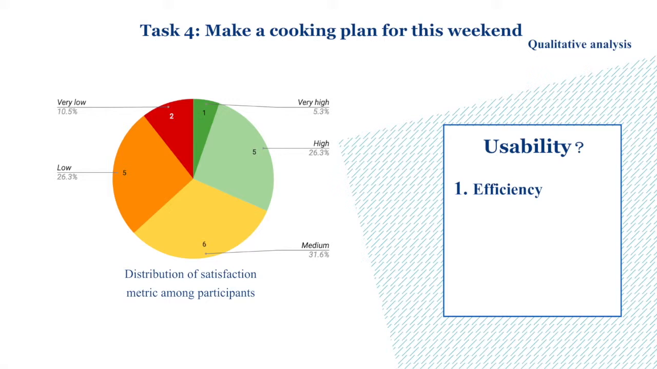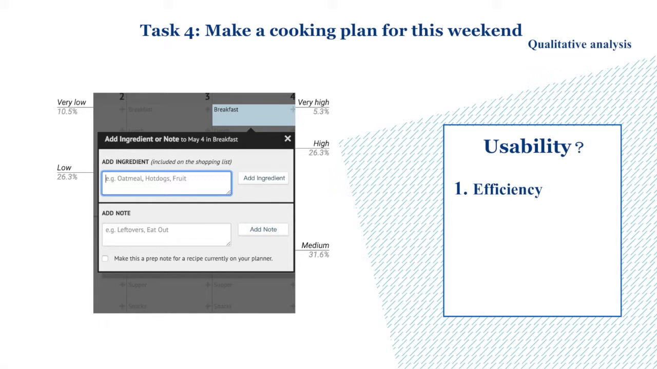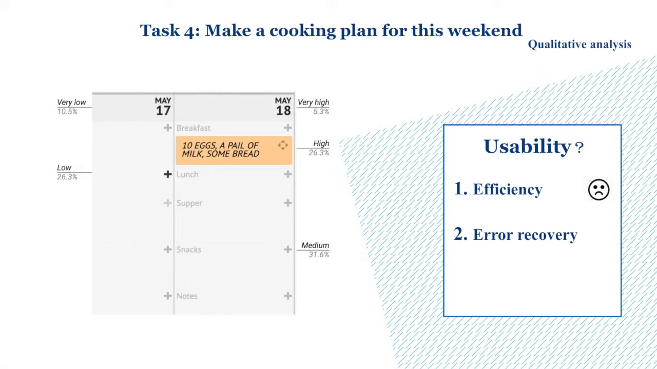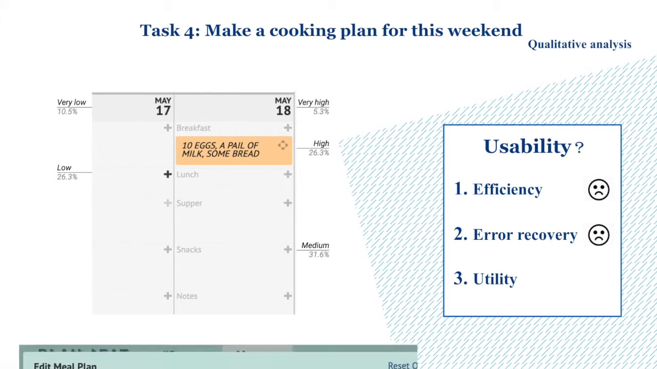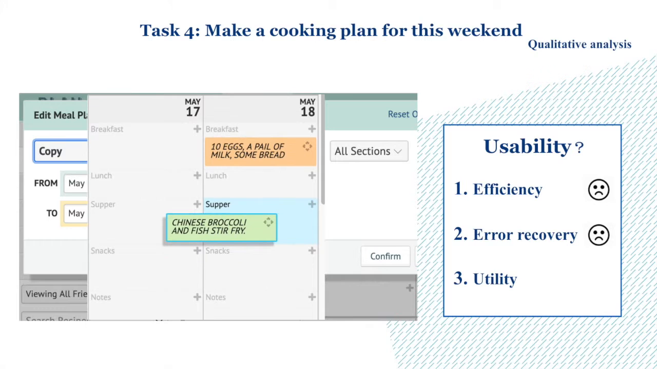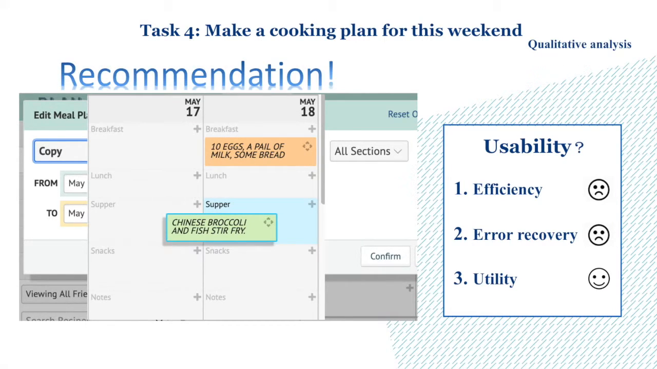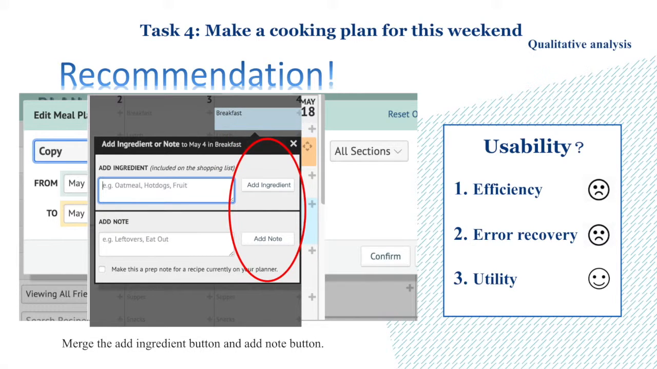We analyze it from three aspects. Firstly, efficiency. Users can't add an ingredient and a note together, which is a lack of efficiency due to the page layout. Also, many users spend a lot of time trying less because they don't recover well from errors. Finally, there are many ways to copy a plan, using the copy a plan function, or dragging it to another time slot. Based on the issues, the two buttons should be merged, so users can add an ingredient and a note together.